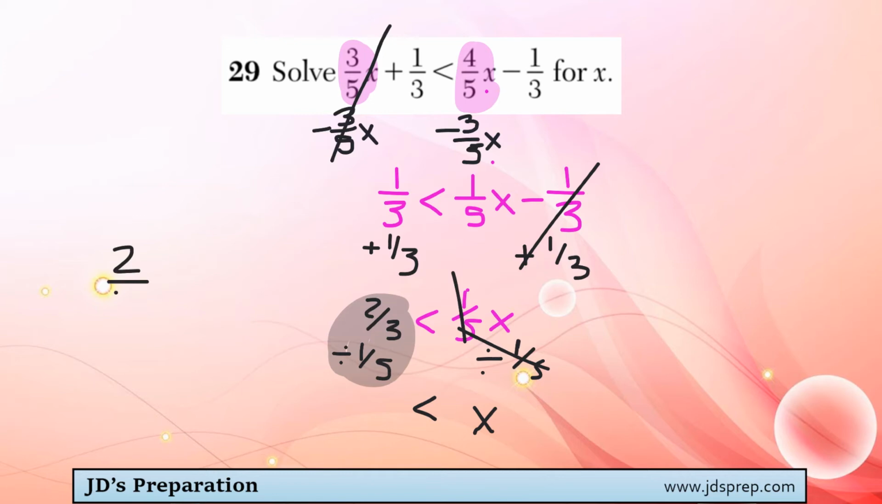Like I said, it's the same thing as multiplying by its reciprocal. The reciprocal of 1/5 is 5/1, and that becomes 10/3. Okay, so we have 10/3 here.